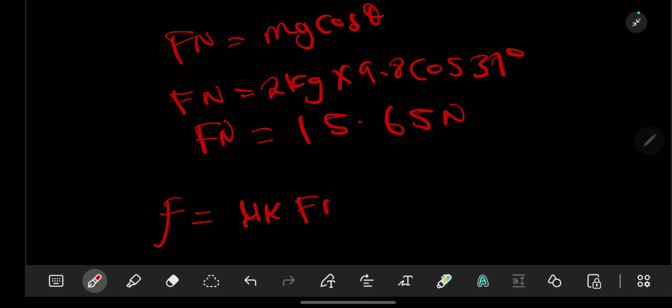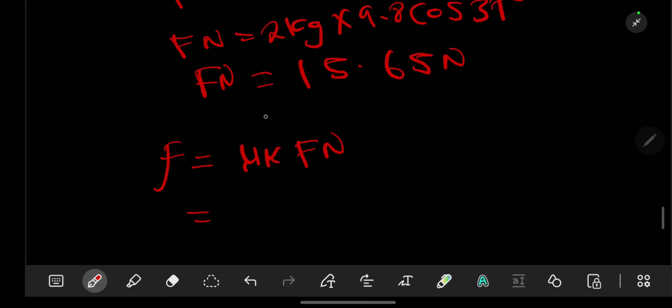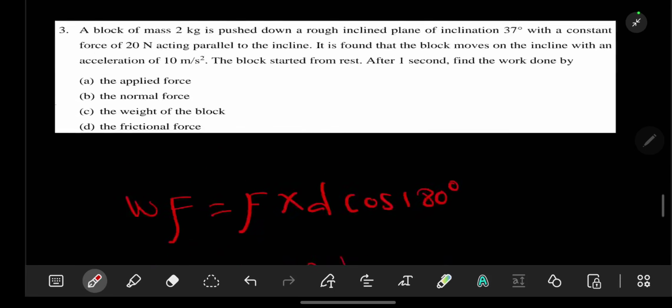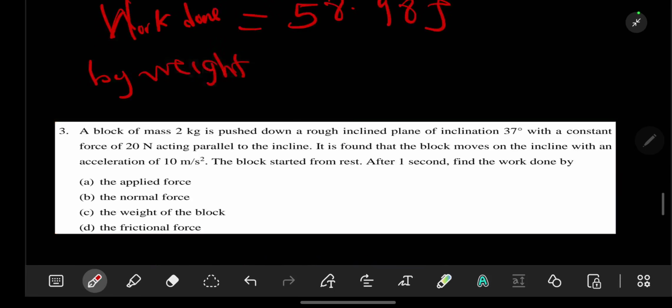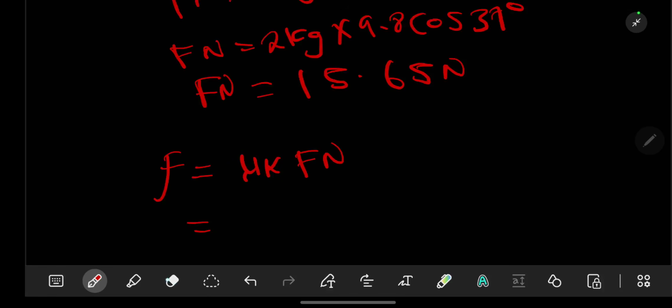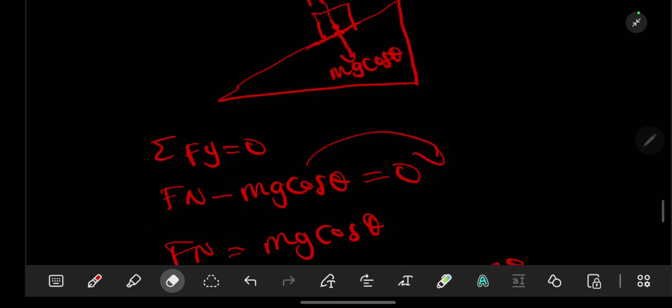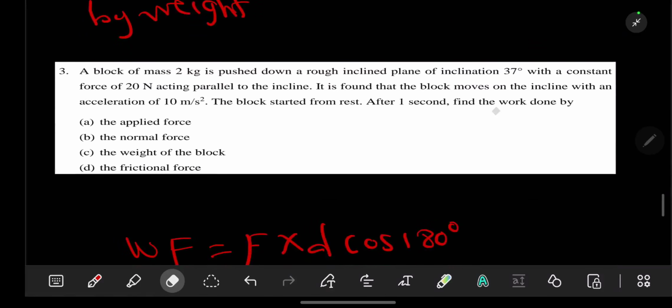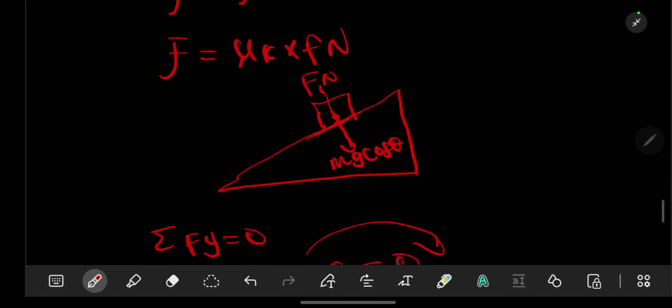So this is the normal force, knowing that the frictional force will be equal to μk, if it's moving, times the normal force. So we are going to have the μk, which is equal to, we have the 20, where's the μk? Okay, since we don't have the frictional force, let's do something. What do they want us to find? They want us to find the work done by the frictional force. They haven't given us that force.